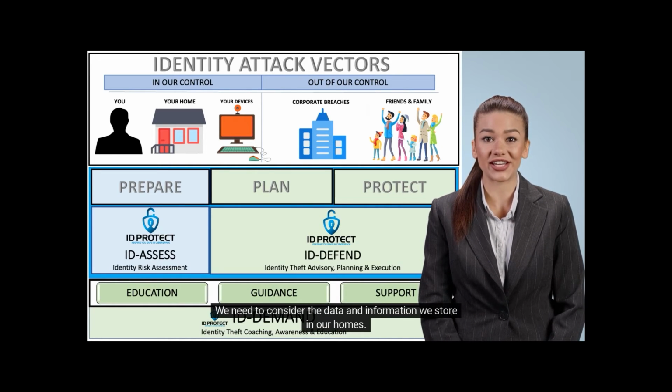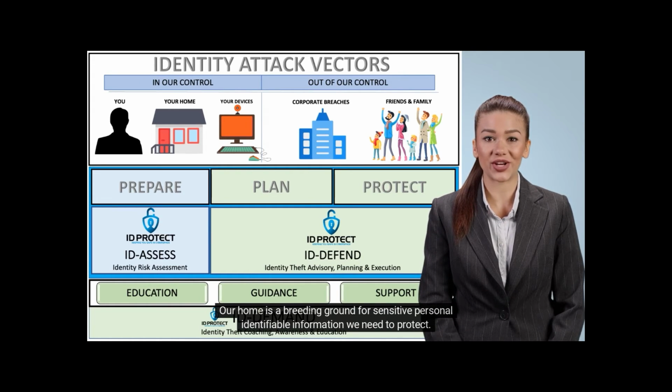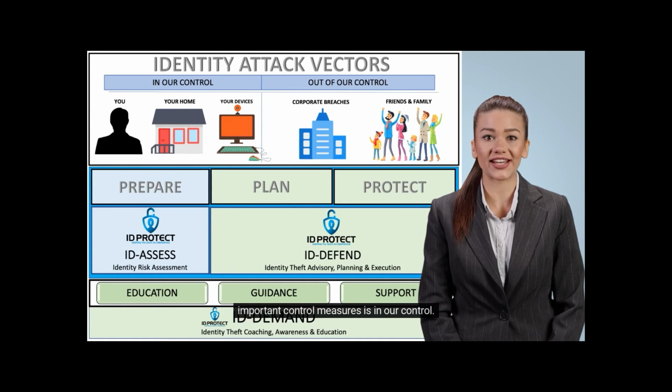We need to consider the data and information we store in our homes, such as tax documents, passports, credit cards, bank statements, bills, and more. Our home is a breeding ground for sensitive personal identifiable information we need to protect. We are also in control of our devices. Our devices store sensitive information. How we protect our devices, back them up, encrypt communications, maintain security updates, and other important control measures is in our control.